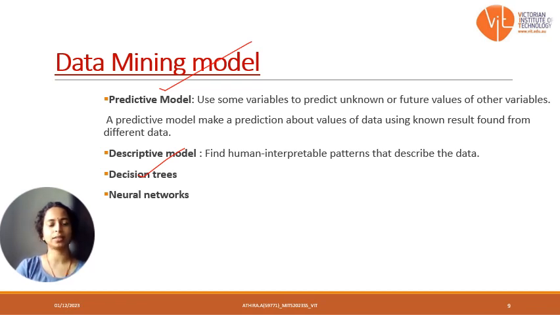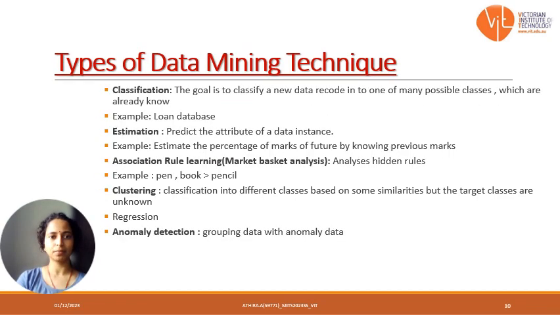Then comes decision trees. This is like tree models. Then neural network means it is related to the human neural network. That model I will explain in future videos.